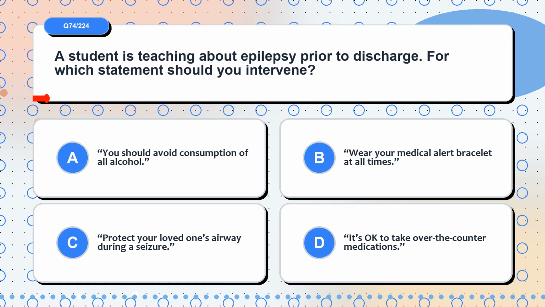Question 74. A student is teaching about epilepsy prior to discharge. For which statement should you intervene? Here are the options. Option A. You should avoid consumption of all alcohol. Option B. Wear your medical alert bracelet at all times. Option C. Protect your loved one's airway during a seizure. Option D. It's okay to take over-the-counter medications.